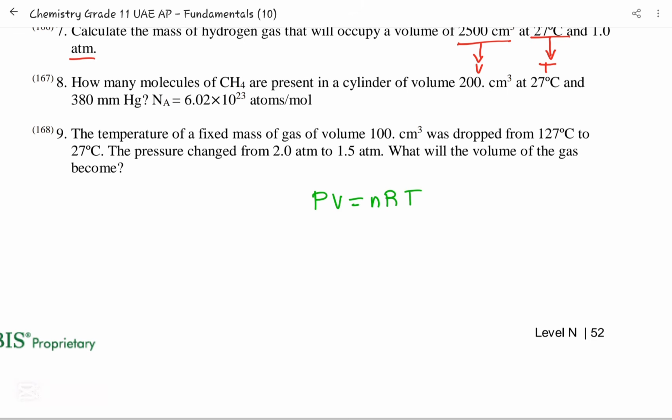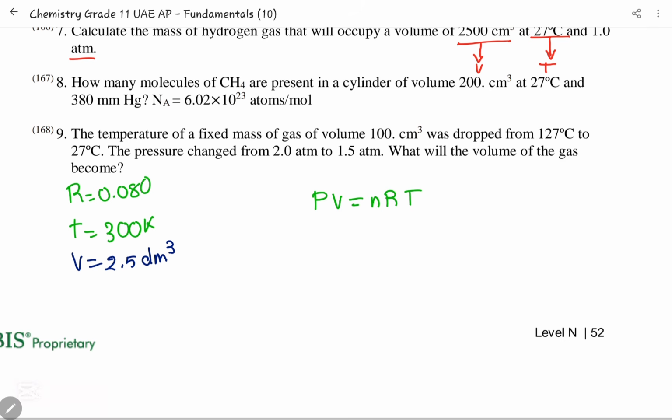They didn't specify R for us, so we're going to assume R is 0.080. The temperature, we need to change it to Kelvin, so it turns to 300 Kelvin. The volume, we need to change it to the appropriate units. It cannot stay in centimeter cubed. It needs to change to decimeter cubed. So you're going to divide by 1,000 to get 2.5 decimeter cubed.